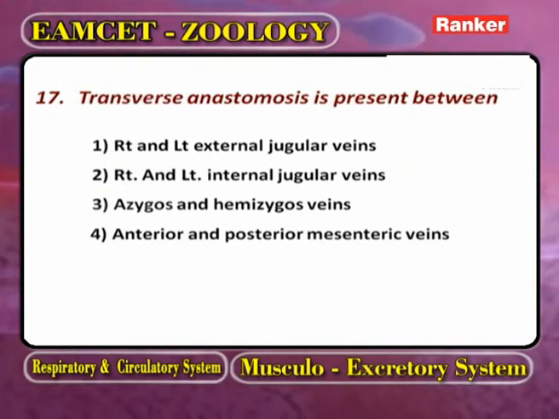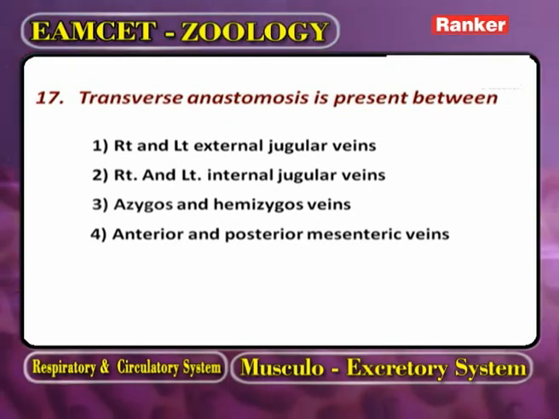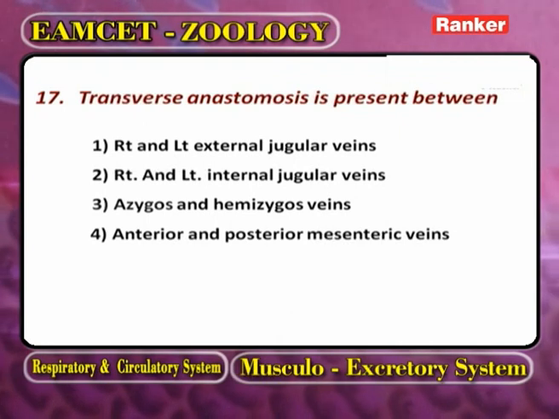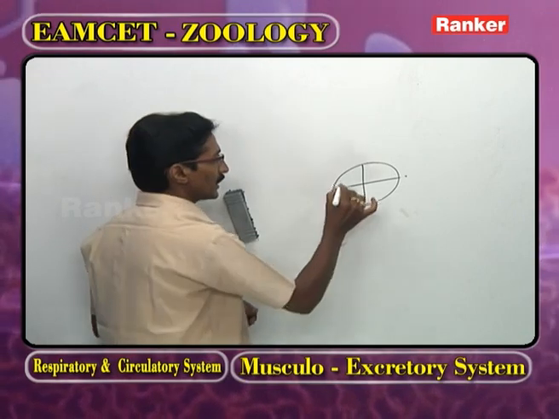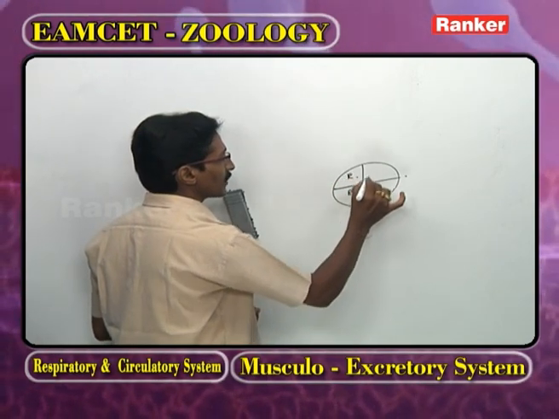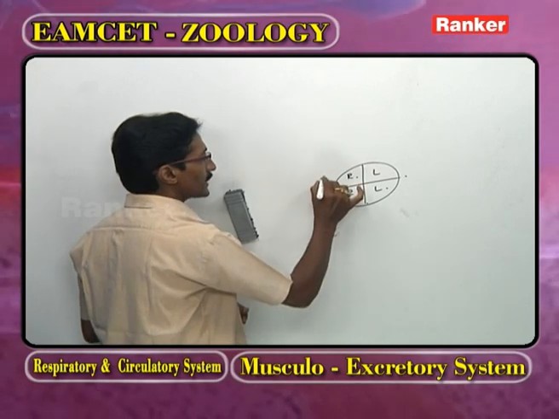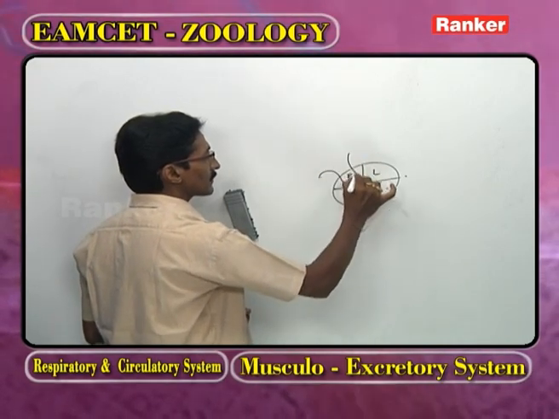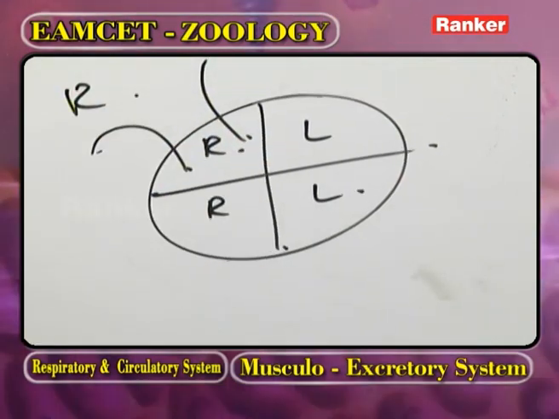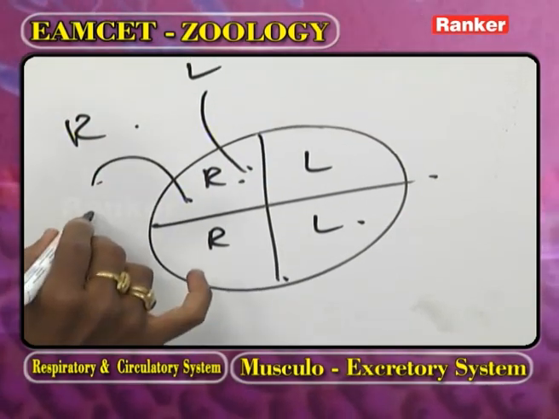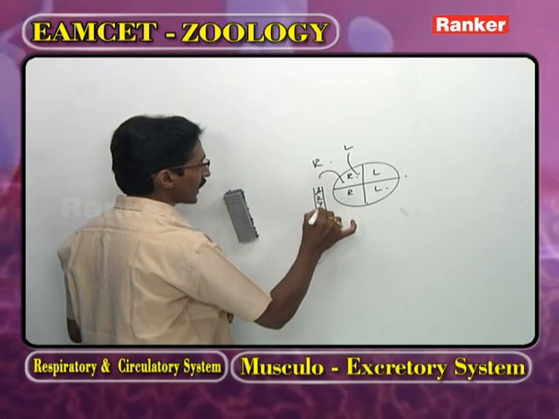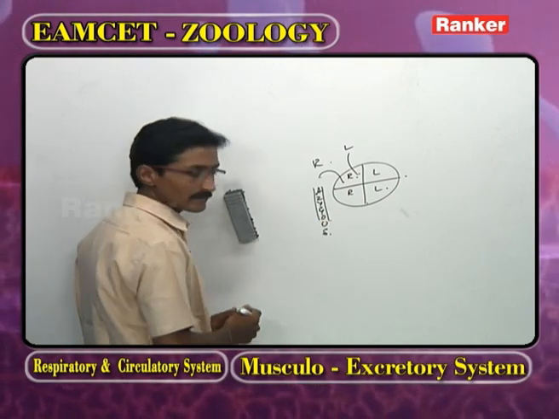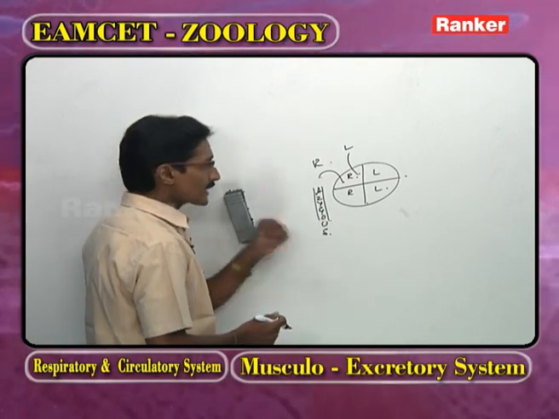Transverse anastomosis. What is meant by anastomosis? That is a blood vessel. How is it arranged? Transversely. Now you observe the diagram. Now this is the 4-chambered heart. And this is right and left. This is the right precaval. This is the left precaval. Now towards the right side, what is present? Azygos. This is called azygos. Okay, students? The azygos is unpaired.